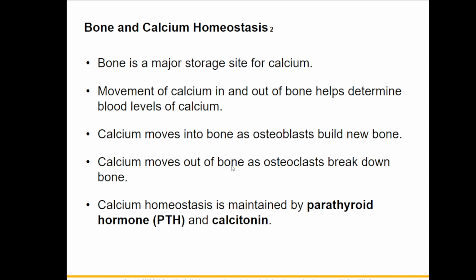Right? While your osteoblasts actually do the opposite thing. When osteoblasts build new bone, it actually causes calcium to move into the bone from the blood. So calcium, if it is in the blood, the osteoblast will be the one to get calcium out of the blood and into the bone. While the osteoclast, when they break down bone, they bring calcium from the bone into the blood.